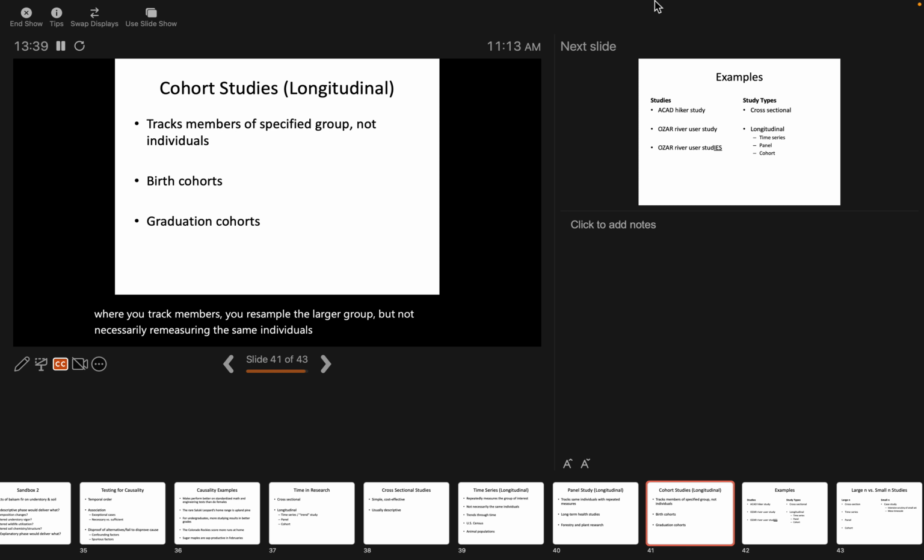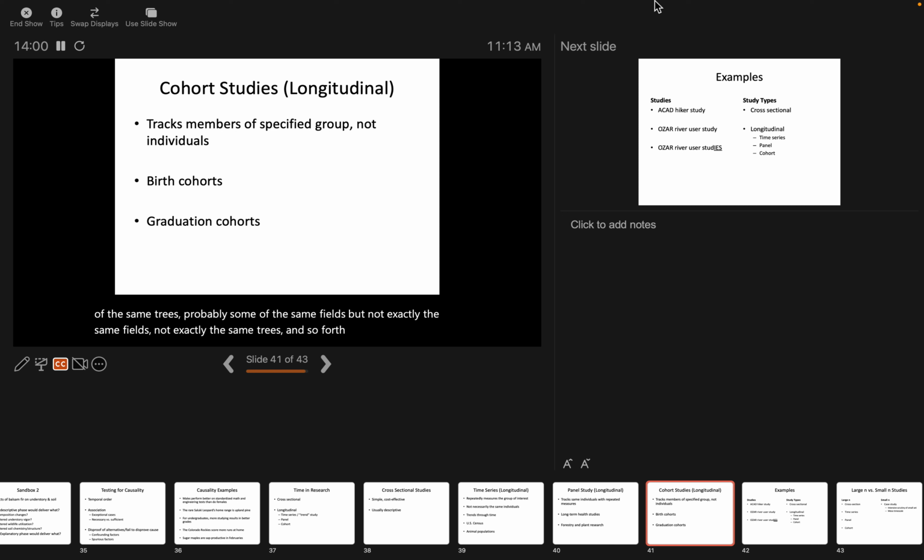So that would be sending somebody into the same forest stand or the same county in southern Illinois and measuring the same area, but not automatically measuring the same trees. Probably some of the same trees, probably some of the same fields, but not exactly the same fields, not exactly the same trees, and so forth.